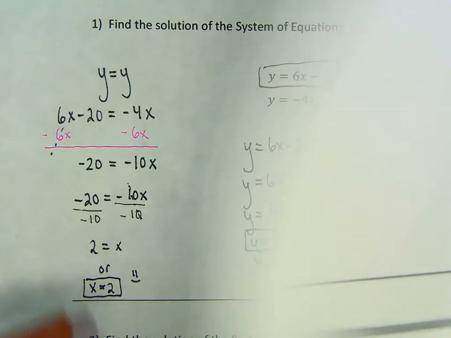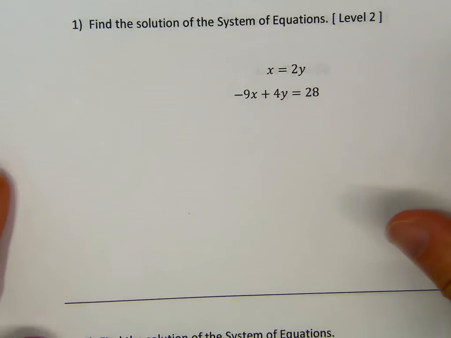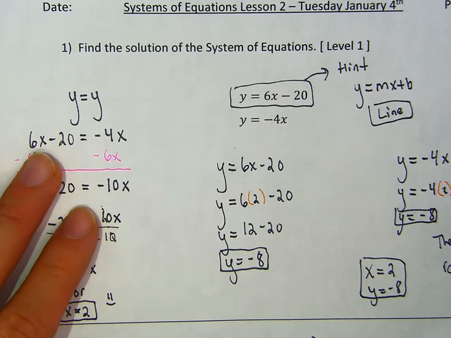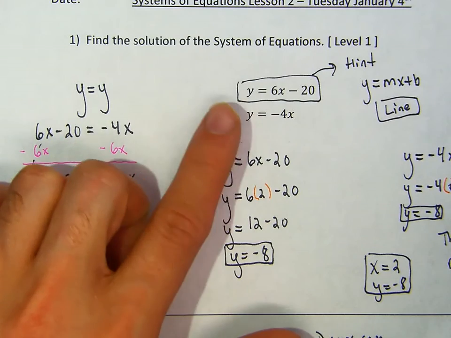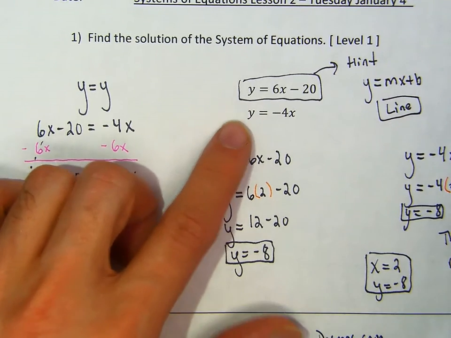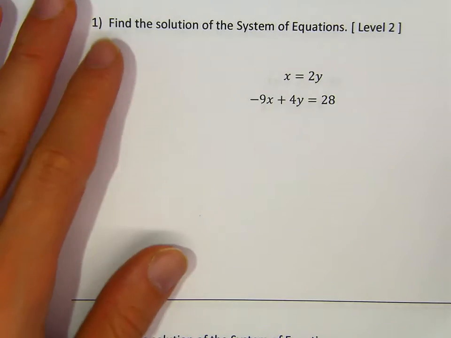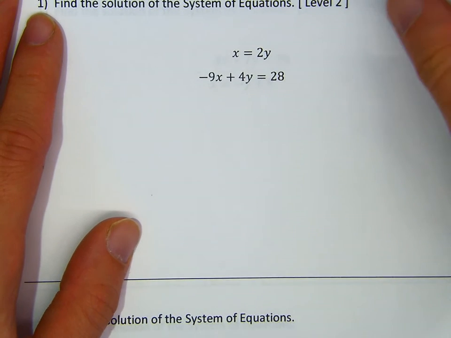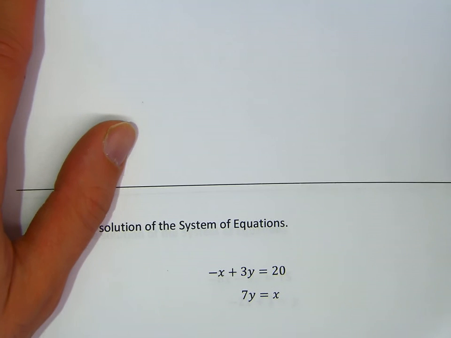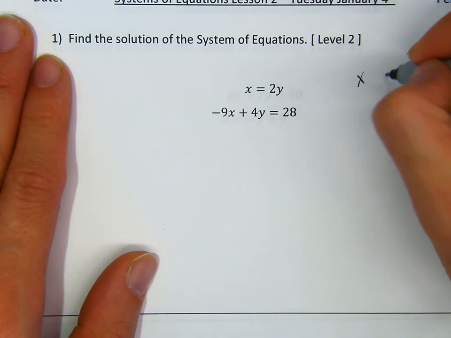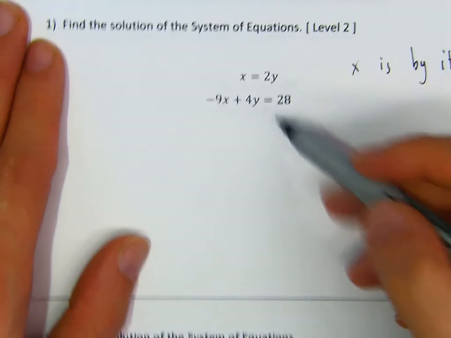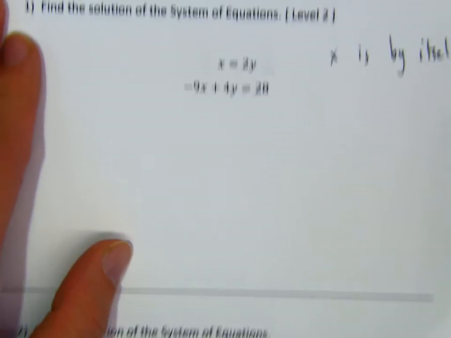Okay, what I'd like you to do is try these questions on your own. This was level 1, which was not too bad. Notice that for level 1, y is by itself. For this question, pause the video and copy it down, and also this question over here, where x is by itself. So try to solve this equation and this equation by yourself. I'll see you in class.